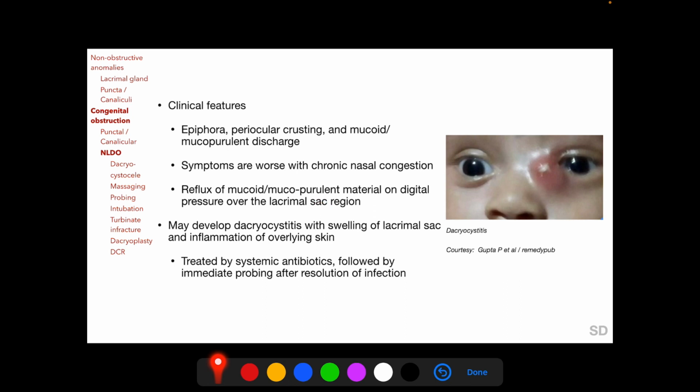CNLDO may develop into dacryocystocele or infection of the lacrimal sac, as seen here in this picture, with increased swelling of the lacrimal sac and inflammation of the overlying skin. Dacryocystocele should be treated with systemic antibiotics, and following resolution of dacryocystocele from CNLDO, immediate probing should be performed.